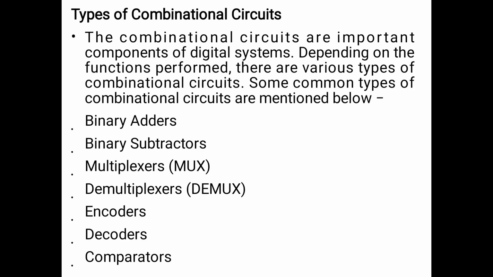Types of combinational circuits. The combinational circuits are important components of digital systems depending on the function that is taken care of. There are various types of combinational circuits such as binary adders, binary subtractors, multiplexers, demultiplexers, encoders, decoders, comparators.